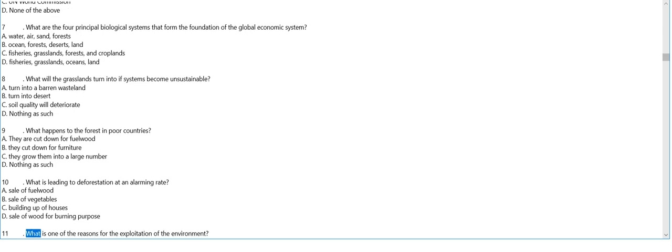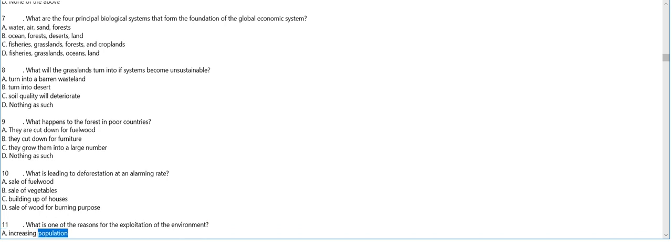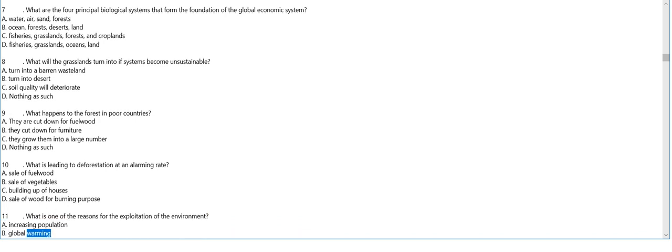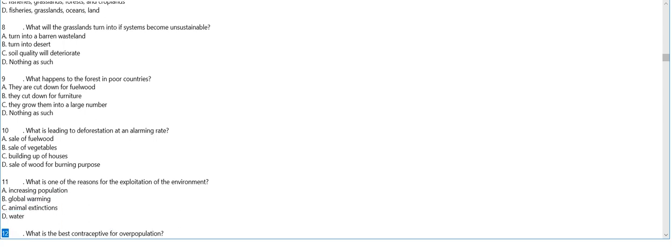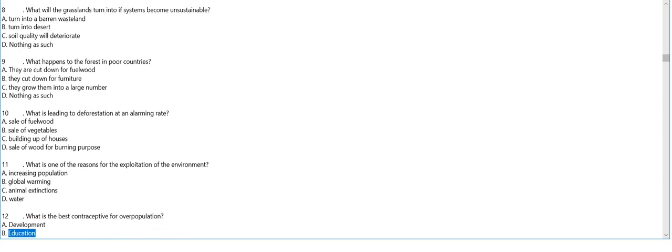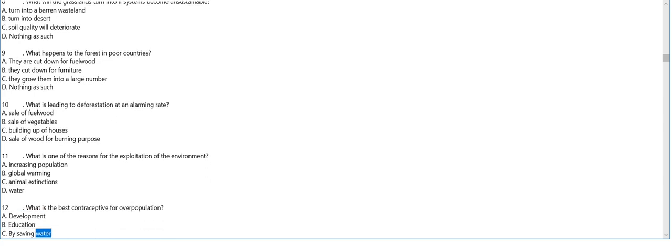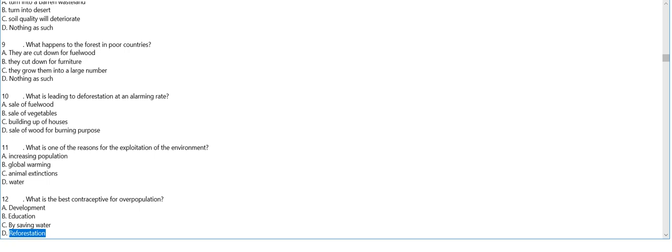11. What is one of the reasons for the exploitation of the environment? A. Increasing population. B. Global warming. C. Animal extinctions. D. Water. 12. What is the best contraceptive for overpopulation? A. Development. B. Education. C. By saving water. D. Reforestation.